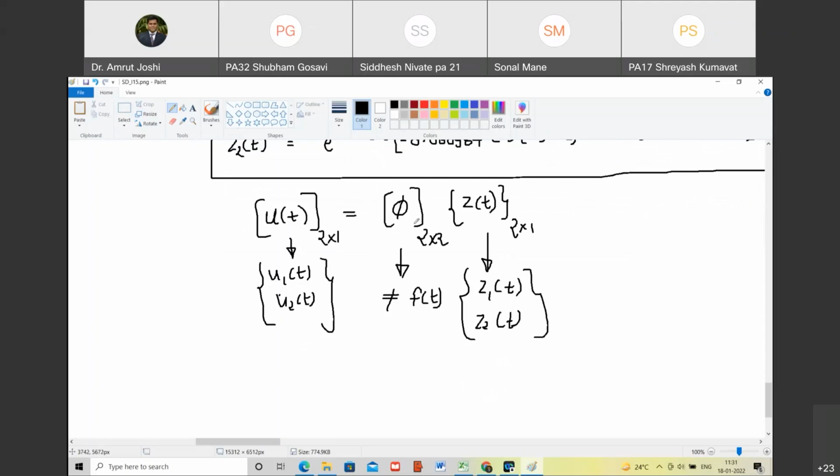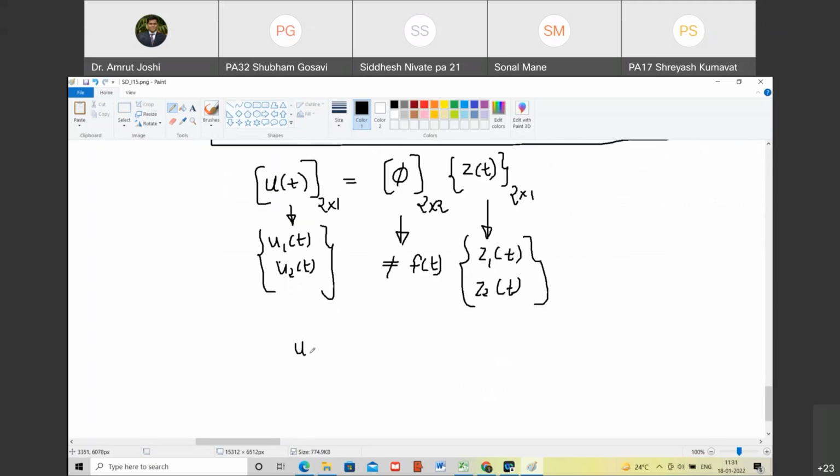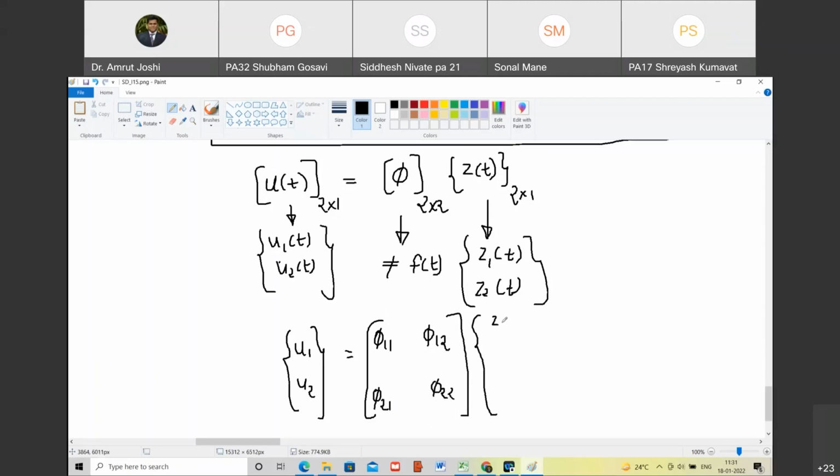Yes, sir. Now I am going to write down this equation in long hand. So how am I going to write it? u1 of t, u2 of t. I will omit the argument t because you know that these two are functions of time. This is equal to the first row first column element of phi matrix, first row second column element of phi matrix, second row first column element of phi matrix, and second row second column element of phi matrix, into z1 and z2. Agreed?